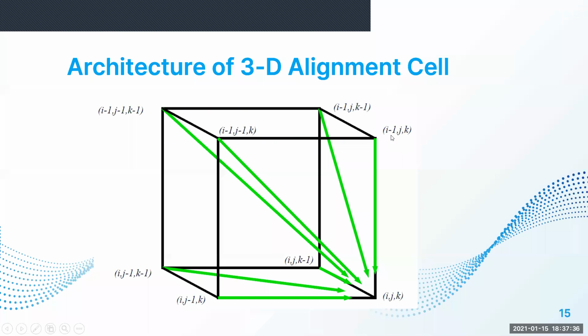So this point is I minus jk. This is I minus jk minus 1. You know those things, no? It's just the architecture, right?